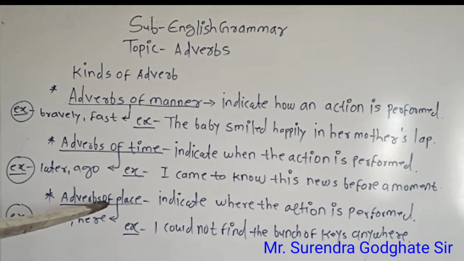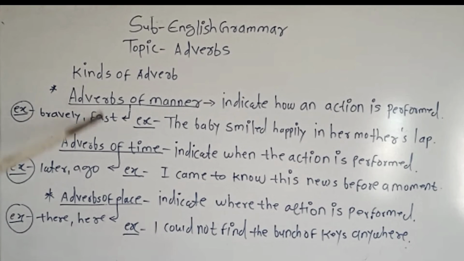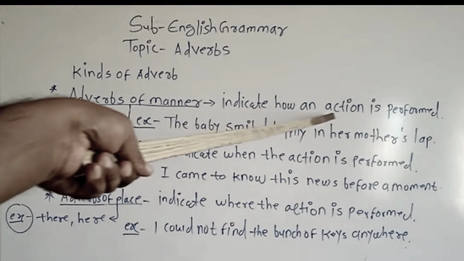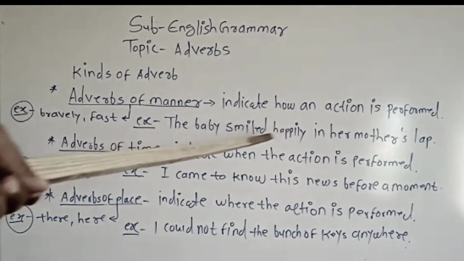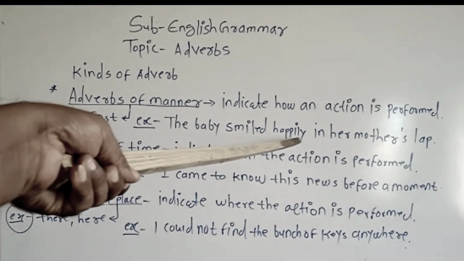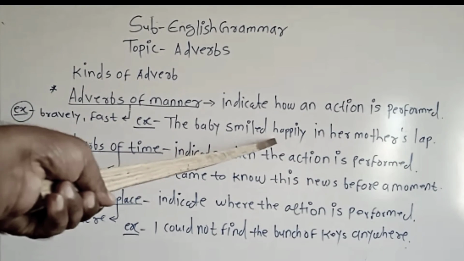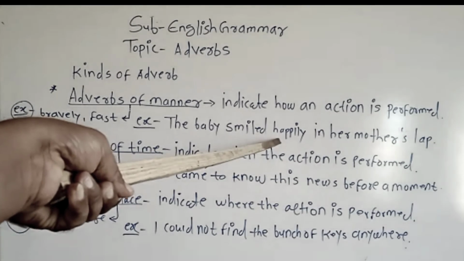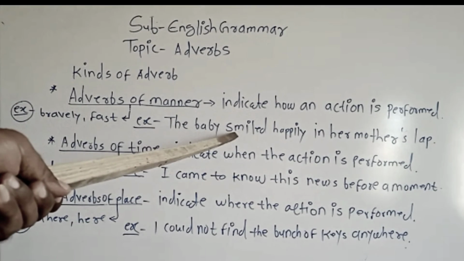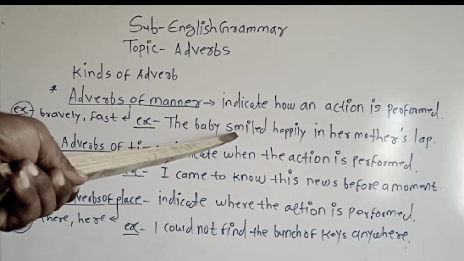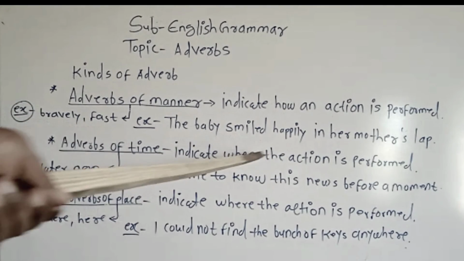So students, let us repeat once again. Adverbs of manner indicate how an action is performed, isn't it? And here the baby smiled happily in her mother's lap. You can see that happily, this adverb of manner, modifies smiled. This is a verb, isn't it? And it shows how the action is performed.